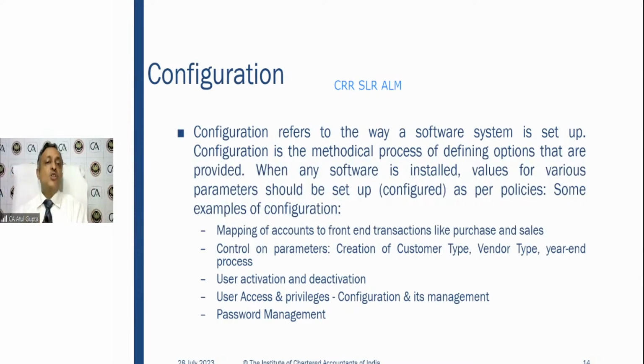Okay. So configuration refers to the way software is set up. Configuration is a methodical process of defining options that are provided when any software is installed. So configuration is configuring the software as per the policy of the organization. Okay, let us read what it includes. Mapping of accounts to front-end transactions like purchase or sale. So how you define that is what is called the chart of accounts.